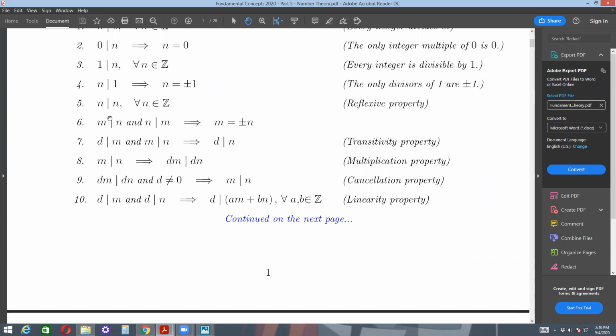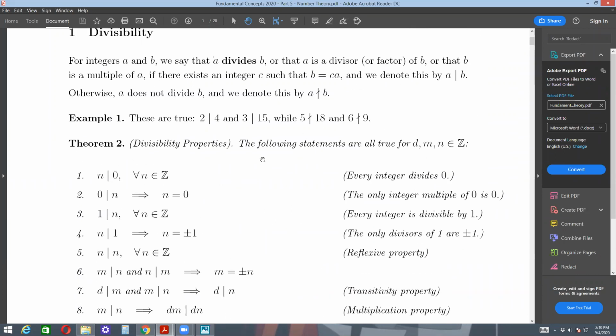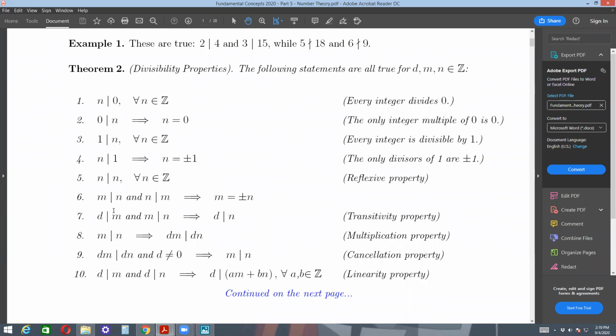First of all, if you have an integer m dividing n, and also n divides m, this is going to imply that m is equal to plus or minus n. And the way you do this, and actually the way you do most of these, is to use the definition of divisibility. So basically, if m divides n, it means there's an integer k1 such that n is k1 times m.